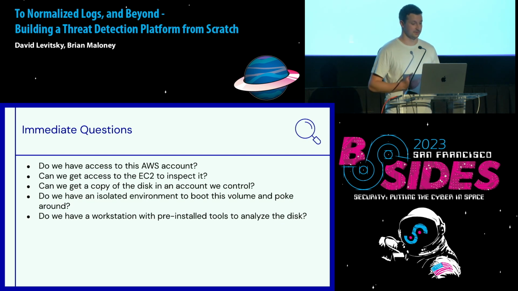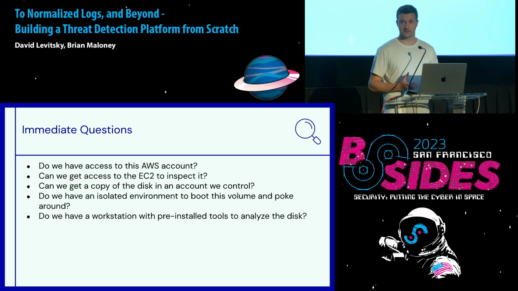For instance, do you have access to this AWS account to come in and take a look at this EC2 host that fired an alert? Can you even get access to the EC2? Do you have SSH keys? Do you have SSM? Do you have some other way of interacting with the box? Do you even have an IAM role that you can use to take a snapshot of the EBS instance?